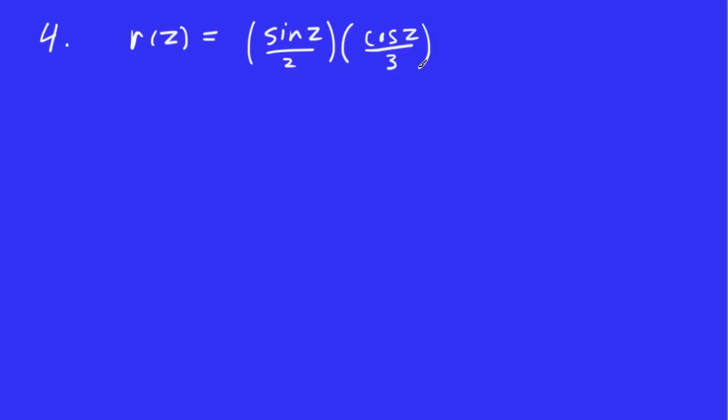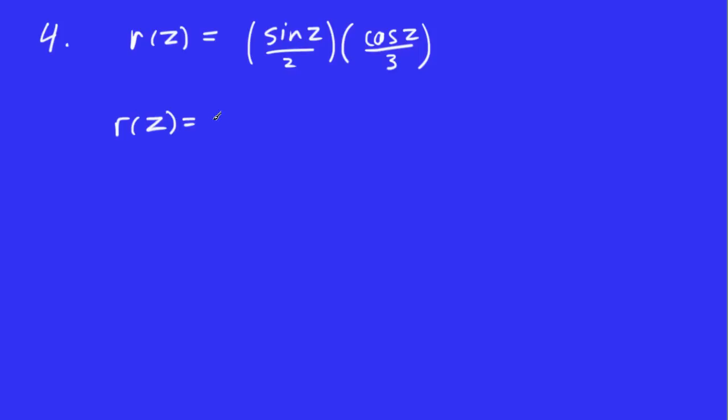Just some weird function. How do you do this? Well, first of all, I would suggest simplifying it first. You could use product rule, right? And then on each of these, you could use quotient rule, but that'd be a lot of work. Why don't we simplify it first?